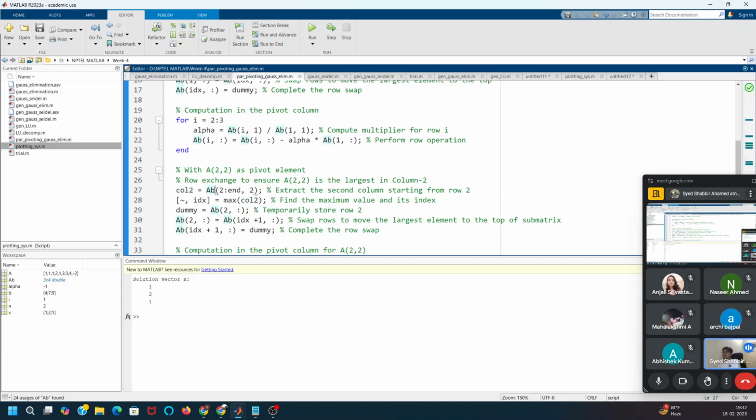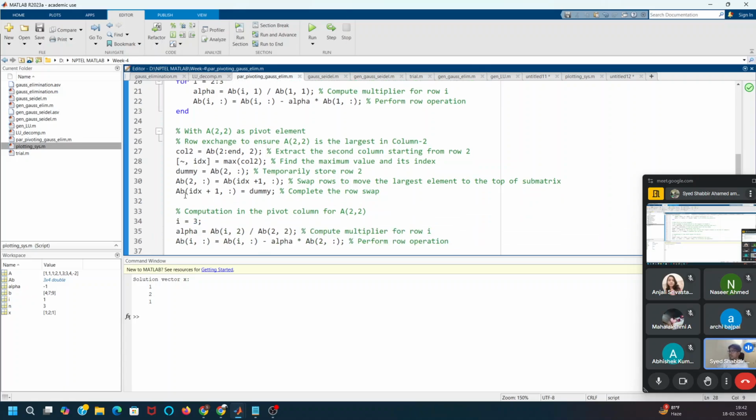Here you can see that in the lecture in which partial pivoting was taught, there was a small error. First we are trying to exchange the first row, but the first row is fixed now. So we don't go for the first row.